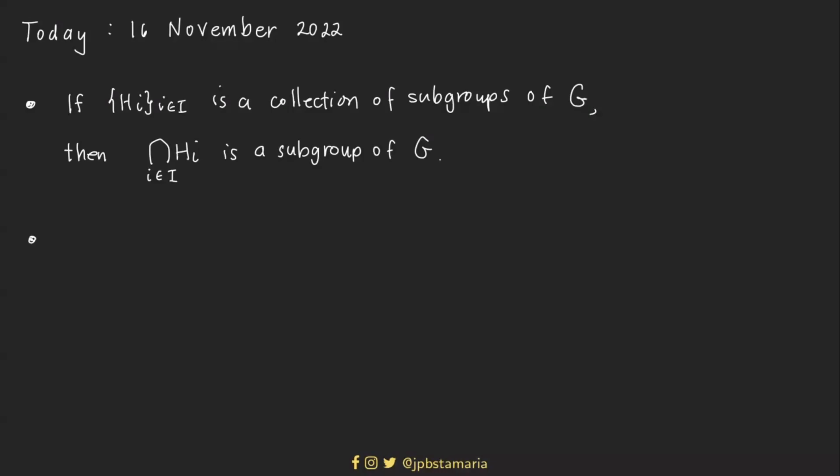And furthermore, we have remarked that if H and K are subgroups of G, then in general, H union K may not be a subgroup, may not be a subgroup.